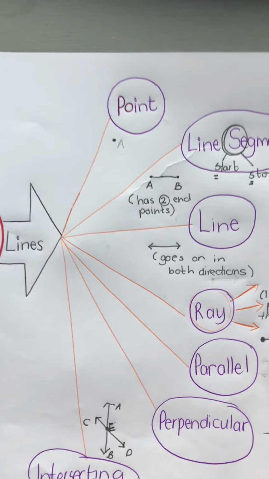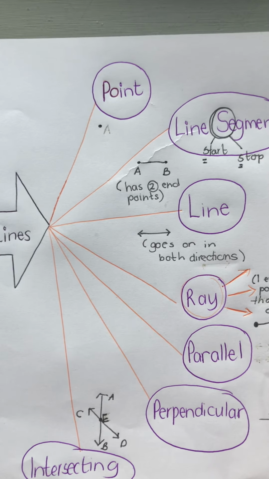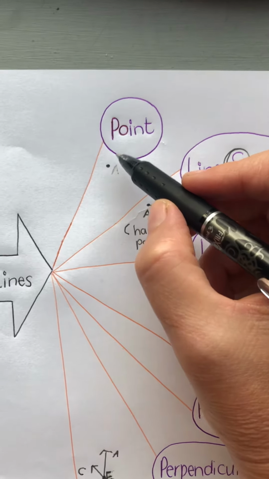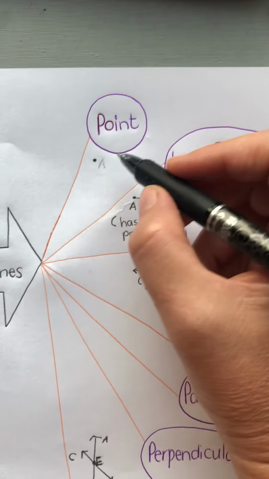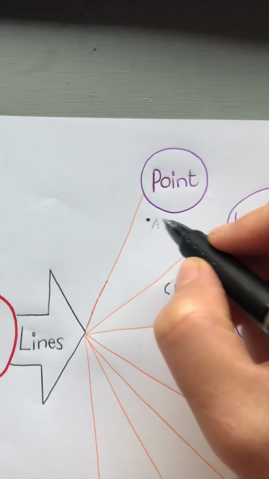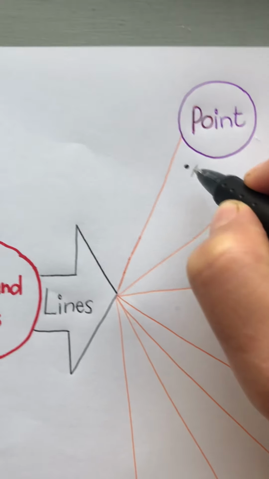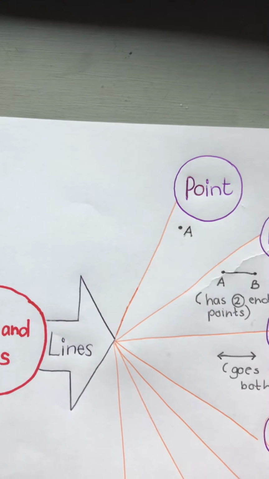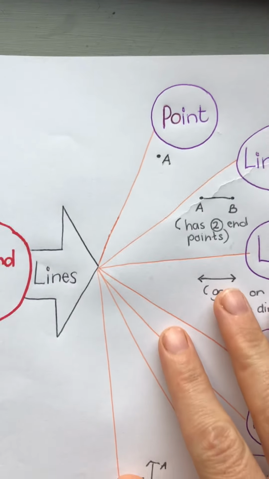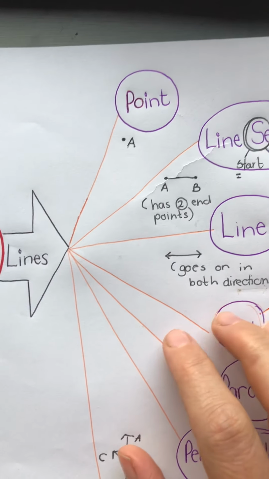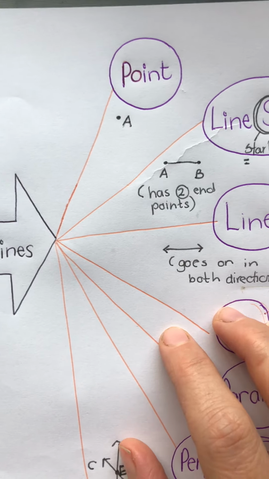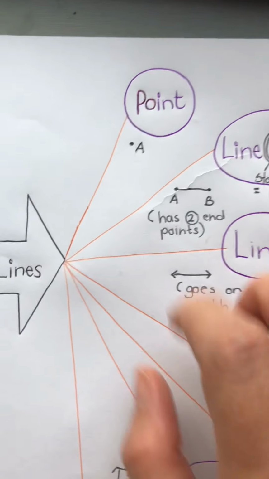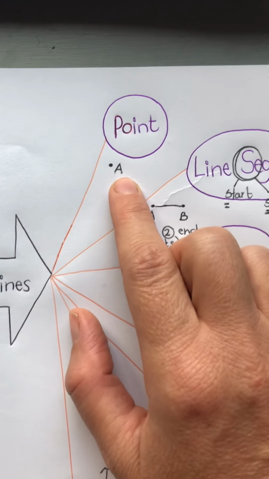Okay, right, so we're going to start with point. Now point is seen by just a little dot on a surface. Okay, and it is there to show the exact position. It shows the exact position, and we call points by using capital letters of the alphabet. So we're going to call that one over there point A.